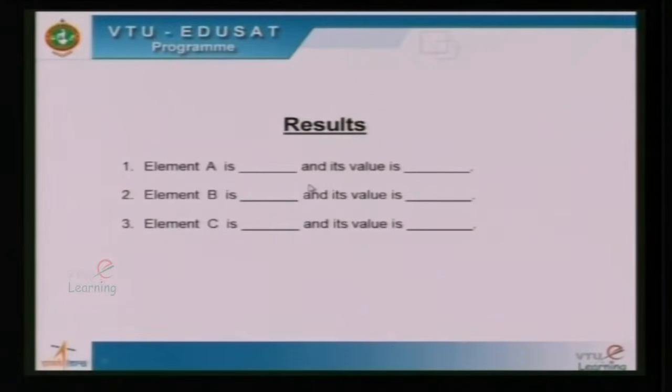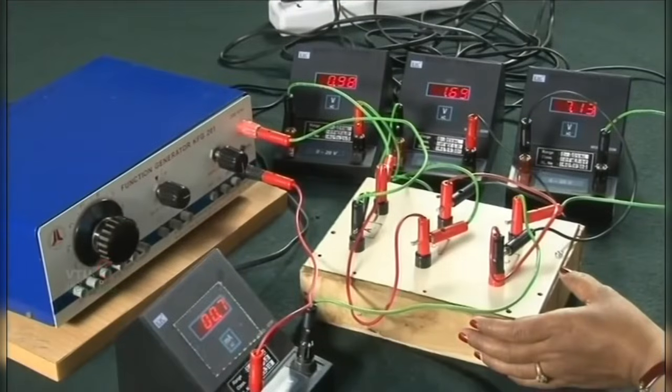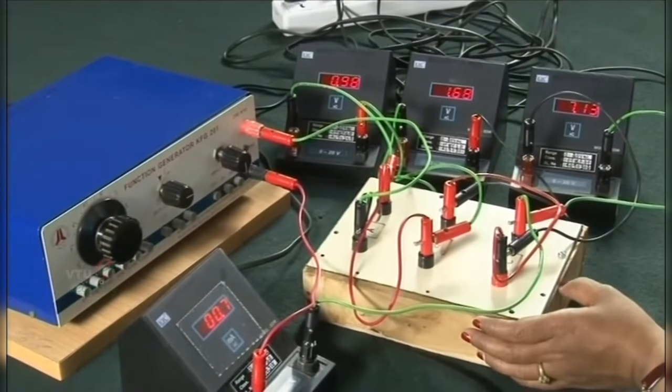So element A is identified as a resistor here, and its value is nearly equal to 1 kilo ohm. Element B is identified as a capacitor whose value is around 0.1 microfarad. Element C is identified as an inductor whose self inductance value is around 1 Henry.